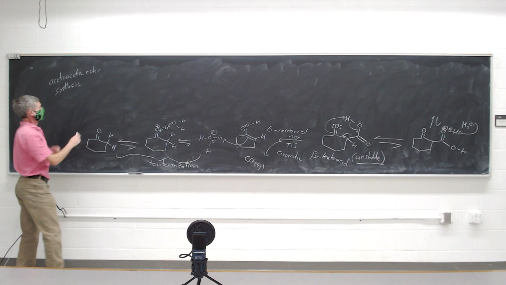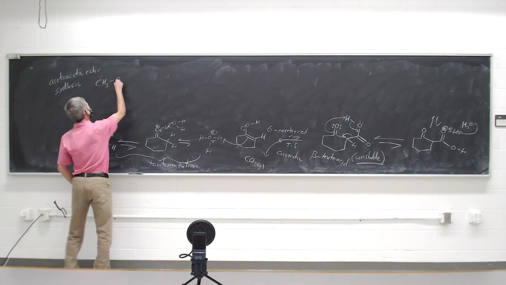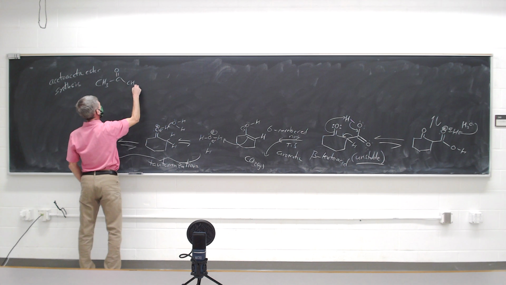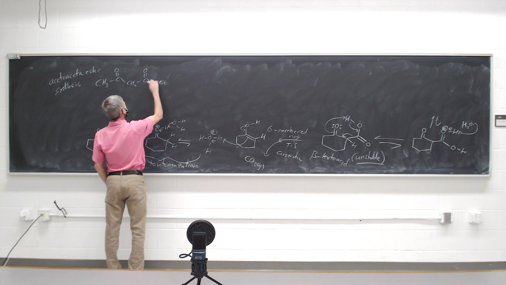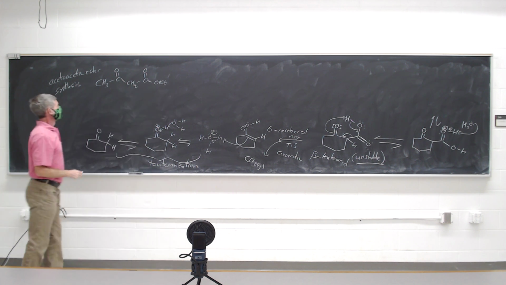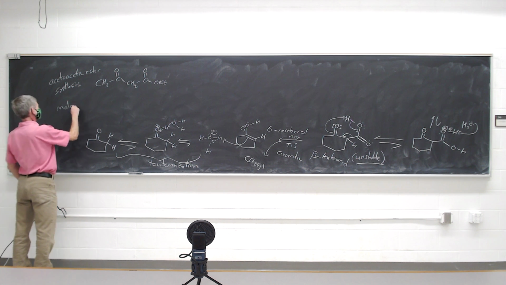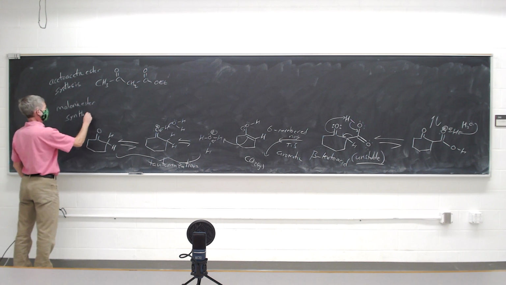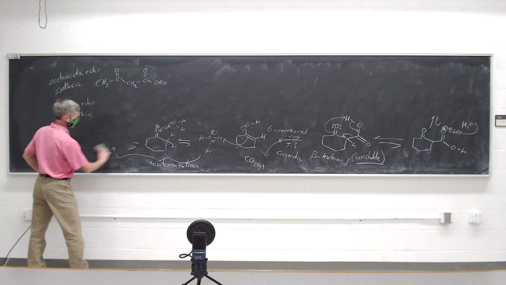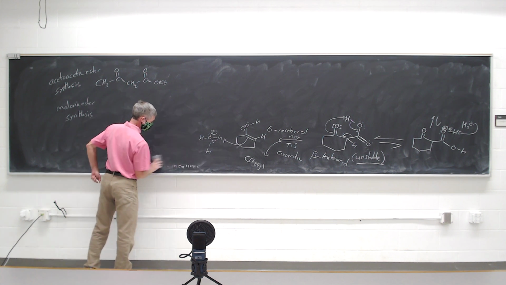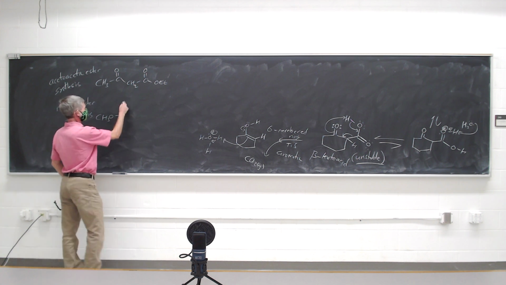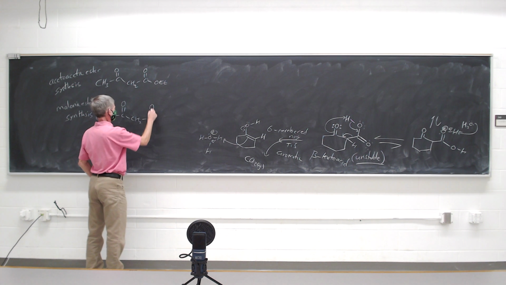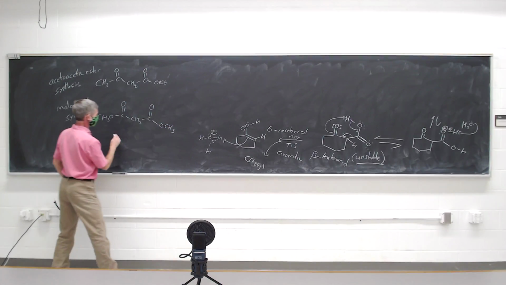The acetoacetic ester synthesis, which has as a starting material either ethyl or methyl acetoacetate, and the malonic ester synthesis, which has as its starting material a dimethyl ester, for example, of malonic acid. And it's interchangeable whether you use methyl or ethyl. This is dimethyl malonate.